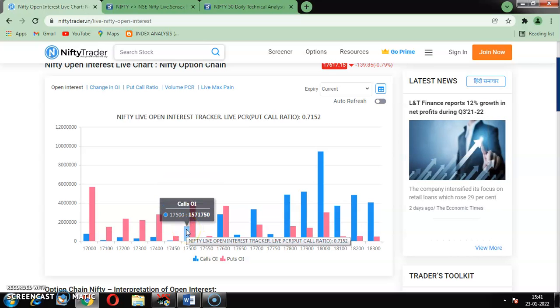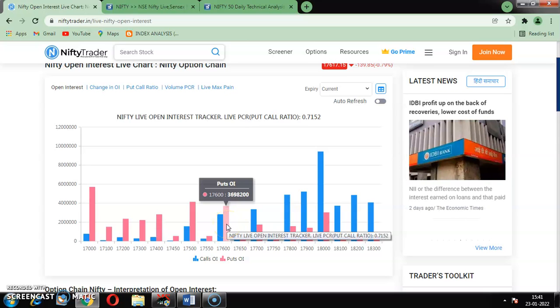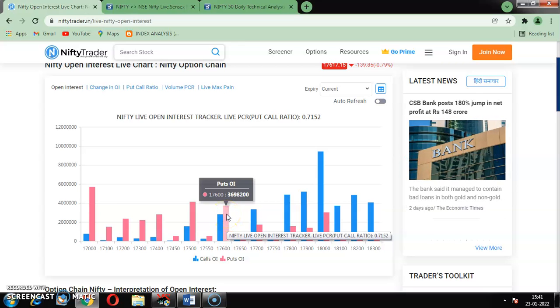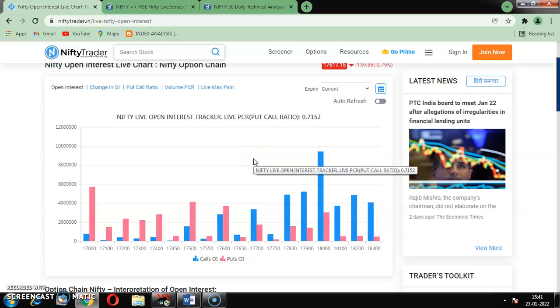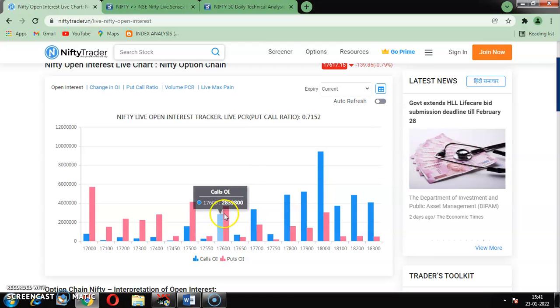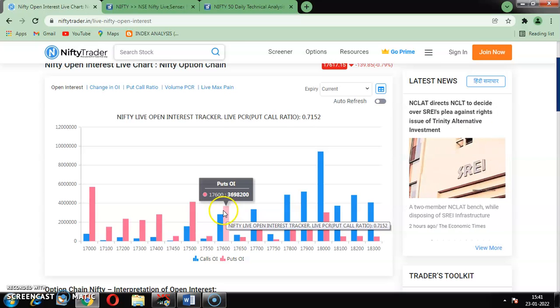the call writing is very low. Here you also see the 17,600 strike rate. If you check the 17,600 strike rate, where put writing is happening more in comparison to the call writing, it means the market participants are thinking bullish. This is a bullish indication. As long as the put writing increases, the market will simultaneously go towards the bullish side.